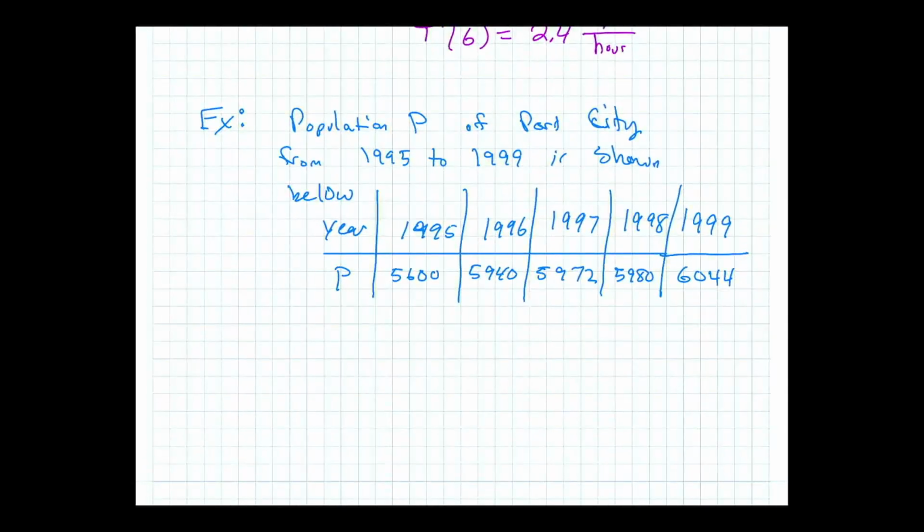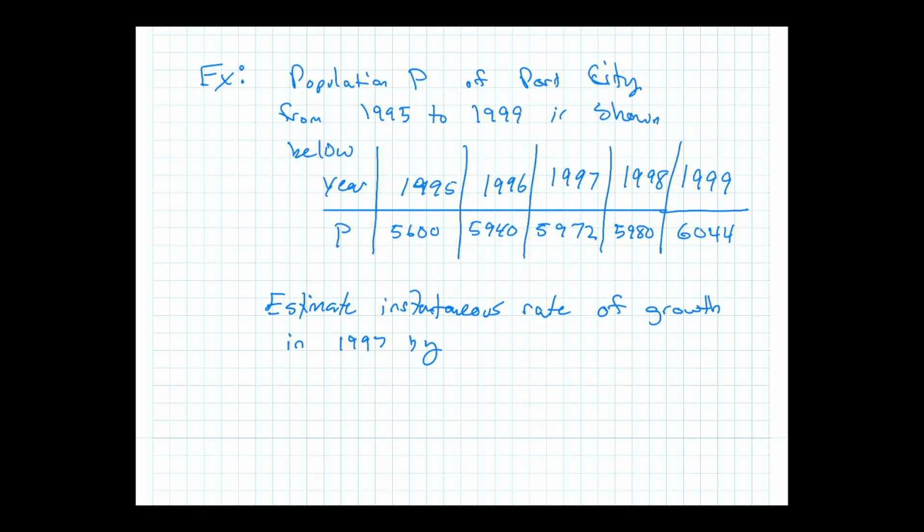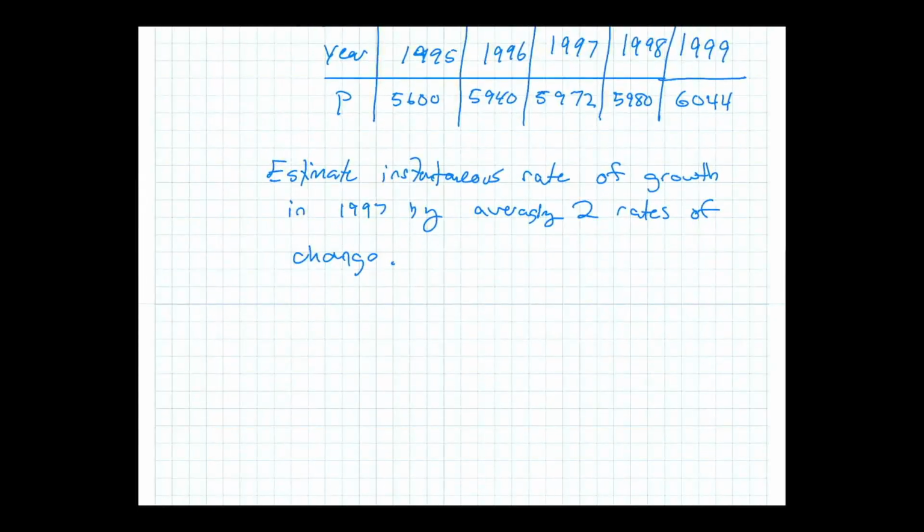Because I haven't asked the question yet. I just gave you a table of data. They said estimate instantaneous rate of growth in 1997 by averaging two rates of change. Okay, that's what they say to do. And so this isn't as complicated as it sounds.